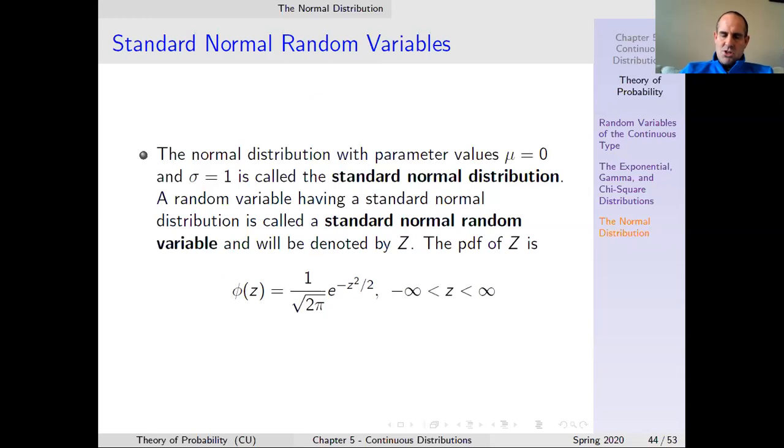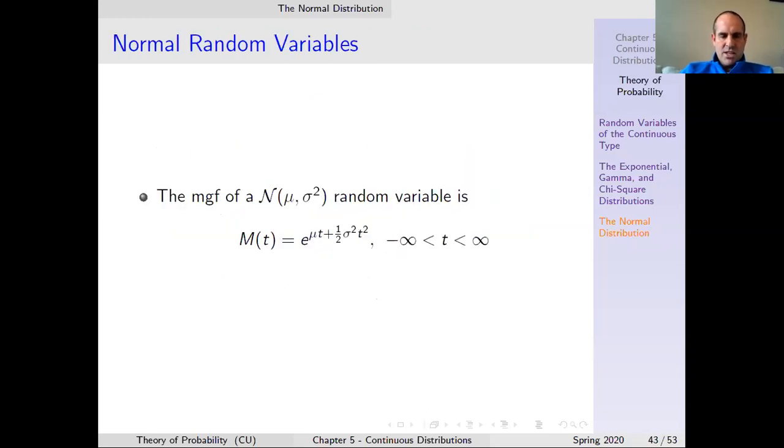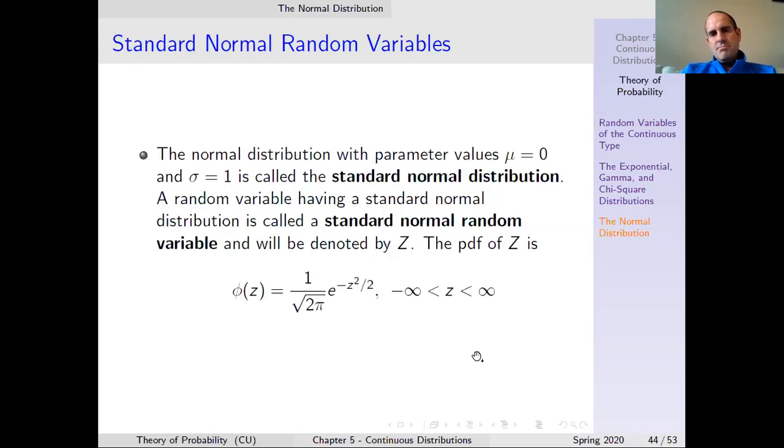By the way, what would the moment generating function of this be? It would be kind of silly. Mu is 0, so that term goes away completely, and sigma is 1. So the moment generating function is just e to the 1/2 t squared for the standard normal.